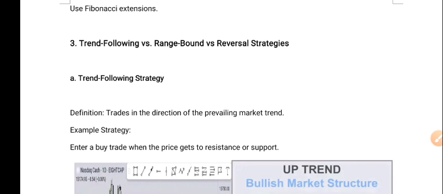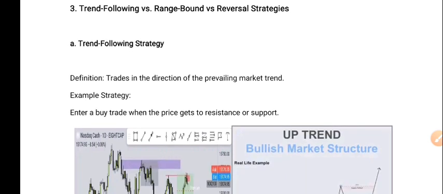Now, number 3, we are going to be talking about the trend following versus range bound versus reversal strategy. So we have 3 different strategies in forex trading. We have trend following, that is basically just following the trends. They say it trades in the direction of the prevailing market trend. So if it's an uptrend, you trade in that direction.